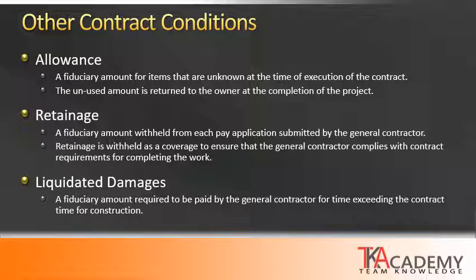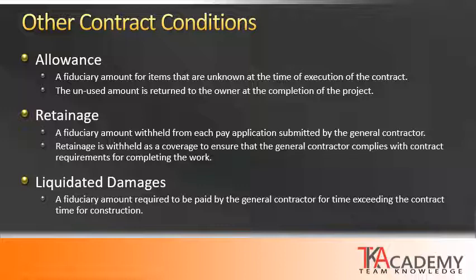A good example of this may be carpet. If an owner is having a difficult time deciding on the type of carpet, the construction contract may include an allowance of $20,000 to cover carpet. And then once the owner decides on which material that they wish to use, then that specific amount can become part of the contractor's subcontract amount or vendor amount.